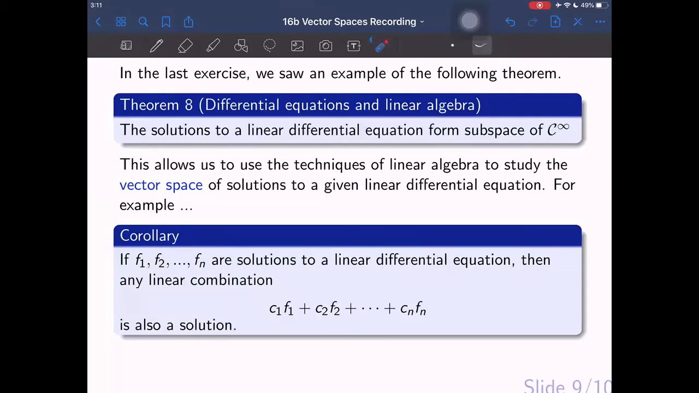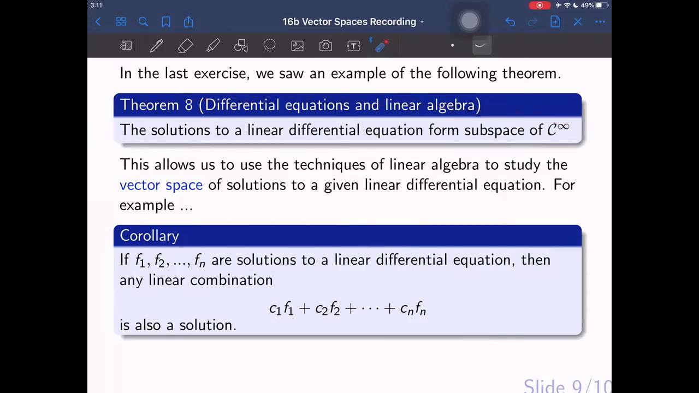The previous exercise is an example of a more general phenomenon. If I have a differential equation, it is not always true that this set of solutions forms a subspace, but if the differential equation is a linear differential equation, then its set of solutions forms a subspace of C infinity. So it follows that the solutions to a linear differential equation form a vector space.